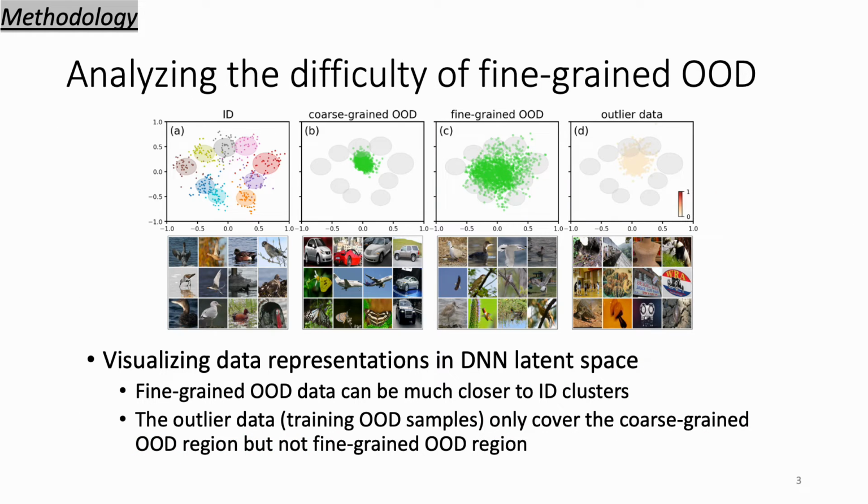So given the initial evaluation, we proceed to analyze why fine-grained detection is difficult. Basically, we visualize data representations in DNN latent space and find that fine-grained OOD data can be much closer to in-distribution clusters compared with coarse-grained ones, which explains why they are harder to detect. Furthermore, the training outliers only cover the coarse-grained OOD region but not fine-grained OOD region, which explains why outlier exposure-based methods do not improve fine-grained detection.